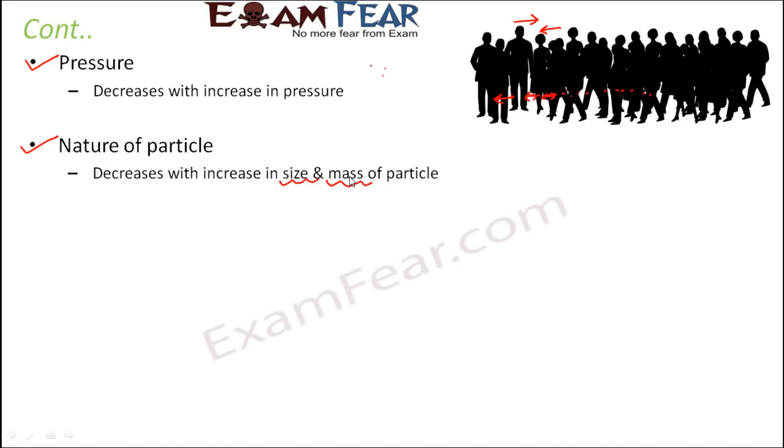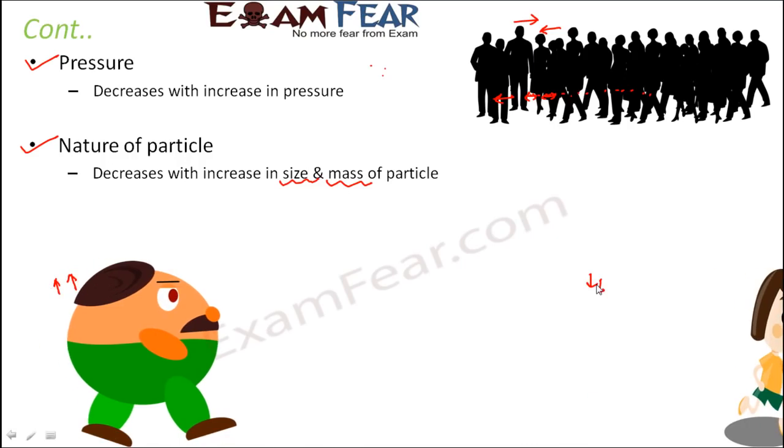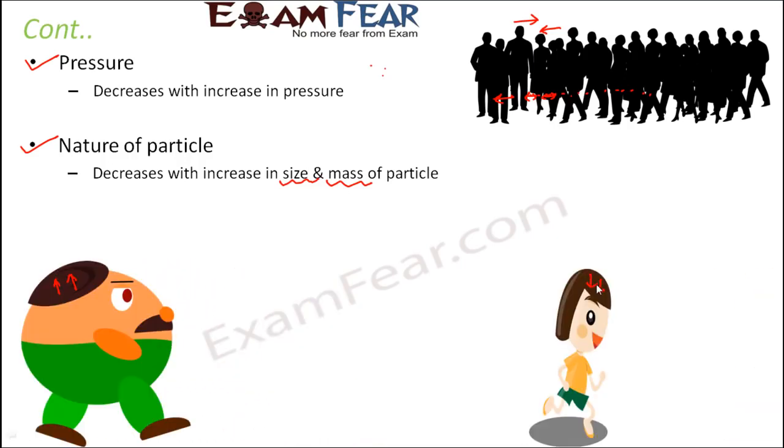For example, if there are two persons, one is a very fat person whose size is very high and mass is also very high. On the other hand, you have a little girl whose mass is very small, whose size is also small. Now, if you ask both of them to participate in the same race, what would you see? You would see that this little girl runs quite faster, whereas the fat man takes a long time even to move from one point to another. So as the mass increases or as the size increases, the mobility of the particle decreases.